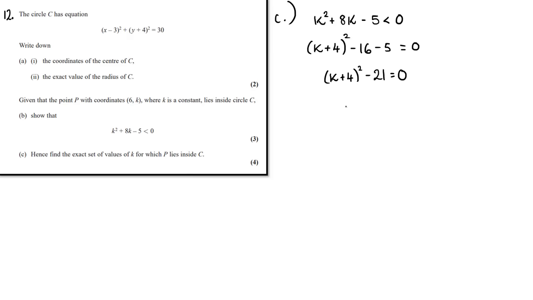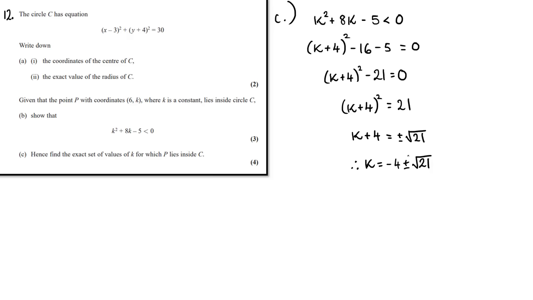And from here, we're just looking to solve for k. Adding 21 to both sides, I get k plus 4 all squared is equal to 21. Now taking the square root of both sides, I get k plus 4 is equal to, and be very careful here, we get both the positive and the negative solution, so plus or minus the square root of 21. Finally, to get k, we subtract 4 off both sides, so k is equal to minus 4 plus or minus the square root of 21.